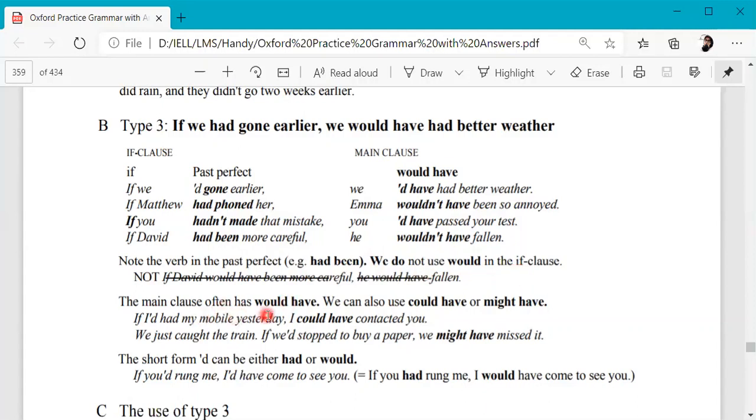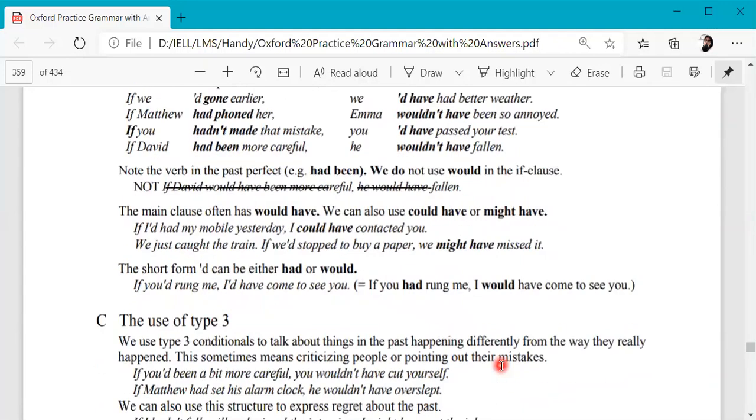The main clause often has would have. We can also use could have or might have. So we have already discussed that instead of will or would, we can comparatively use other modal verbs as well. So here in type 3 we can use could have or might have instead of would have. But the structure of have would remain there. Instead of would, we can use might or could. Okay, here are some examples for you to follow. You can pause the video and read the examples. If you have any question, you can type in the comments.